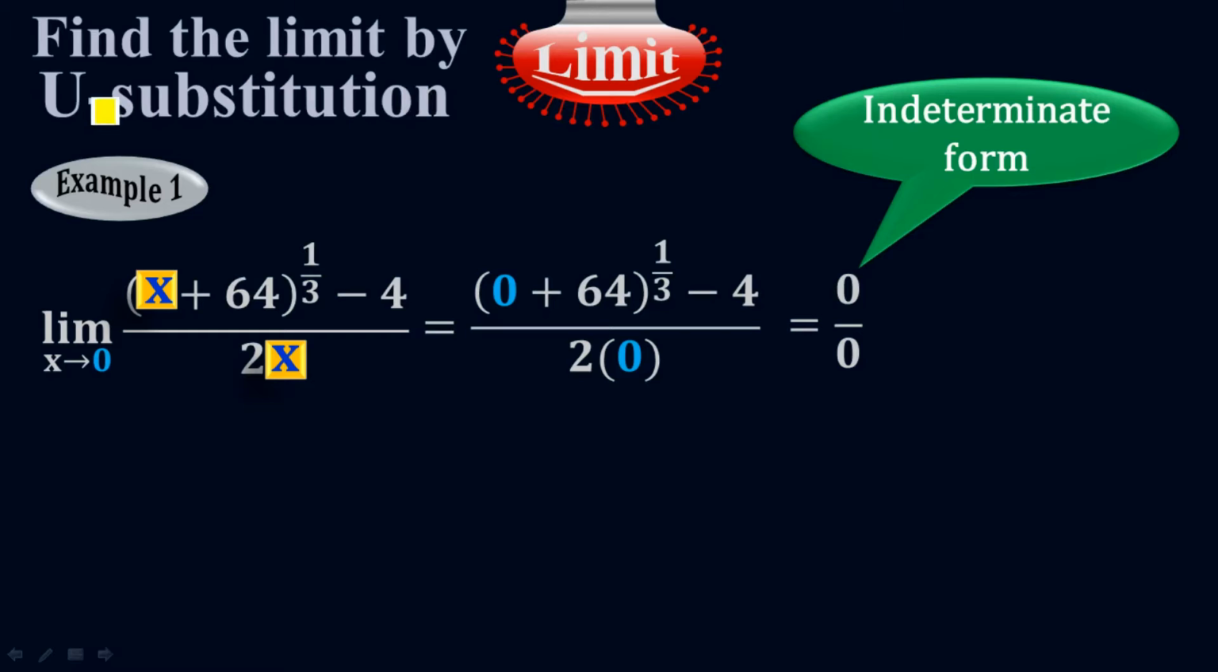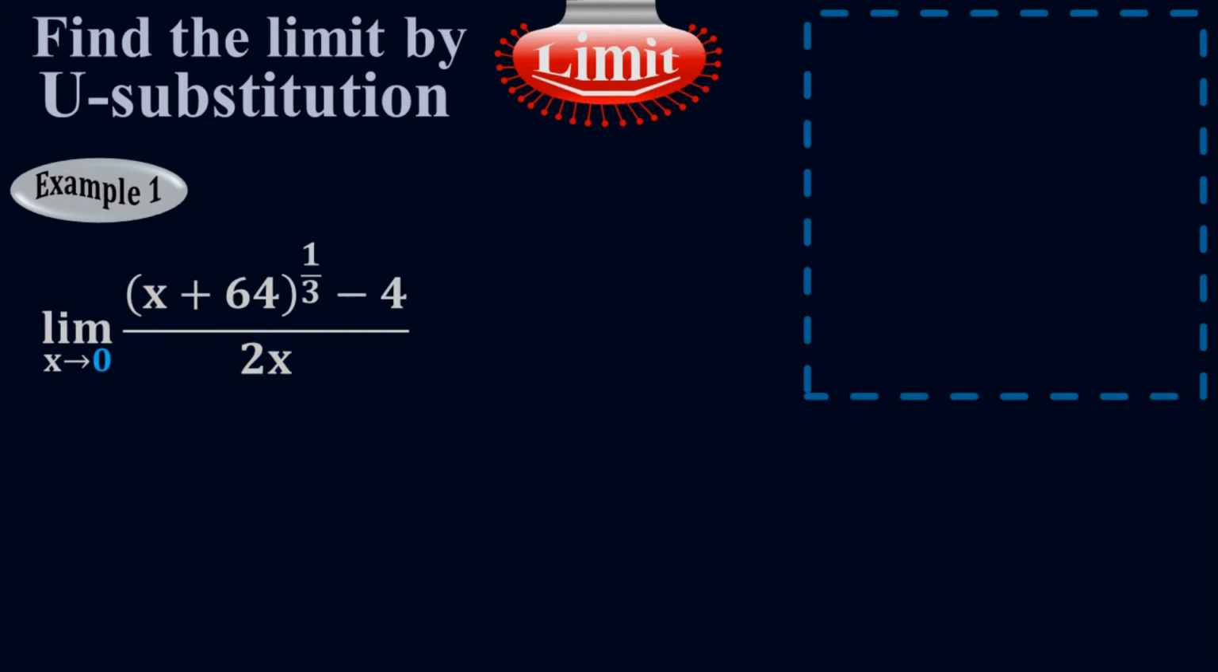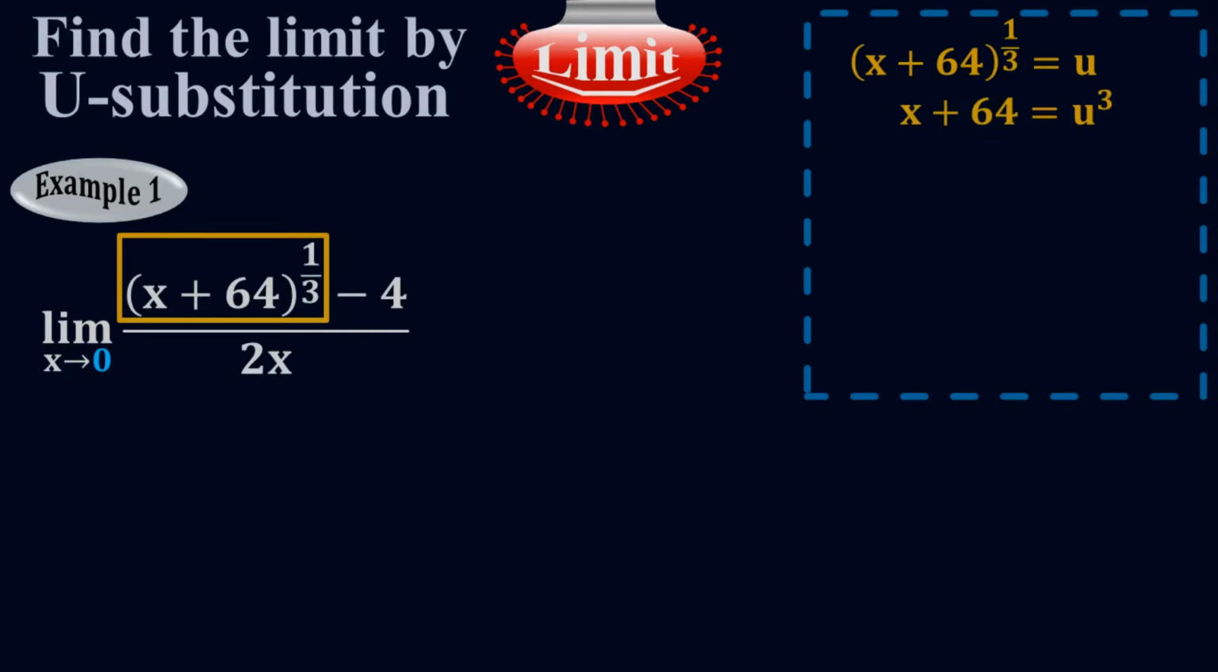For that reason, I'm going to try the U-substitution method here. Let's take help from the U-substitution method. What I'm going to do is pick this (x plus 64) to the whole 1 over 3 and let it equal u. When I take the cube on both sides, I will get x plus 64 equals u to the 3, which implies that x equals u to the 3 minus 64.